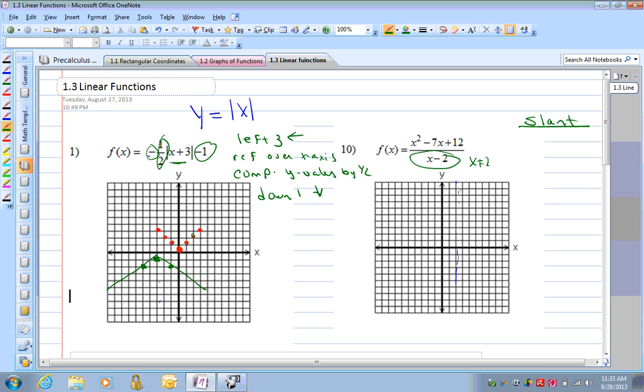So we're going to count to 2, and we're going to draw in our vertical asymptote. I'm going to kind of wiggle that in green. All right, so that's our vertical asymptote.